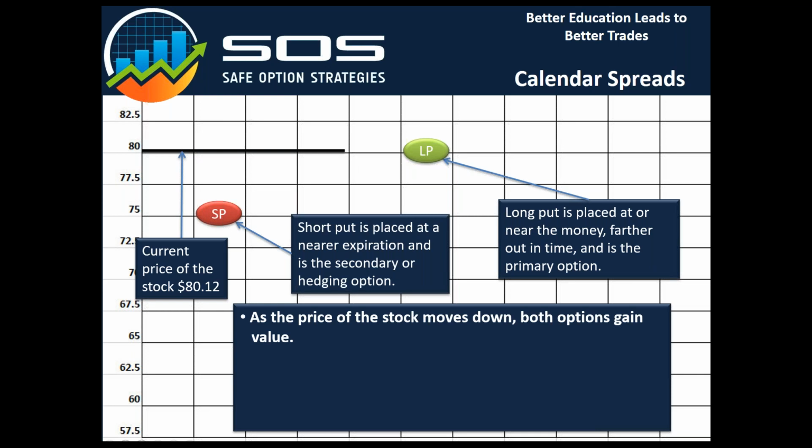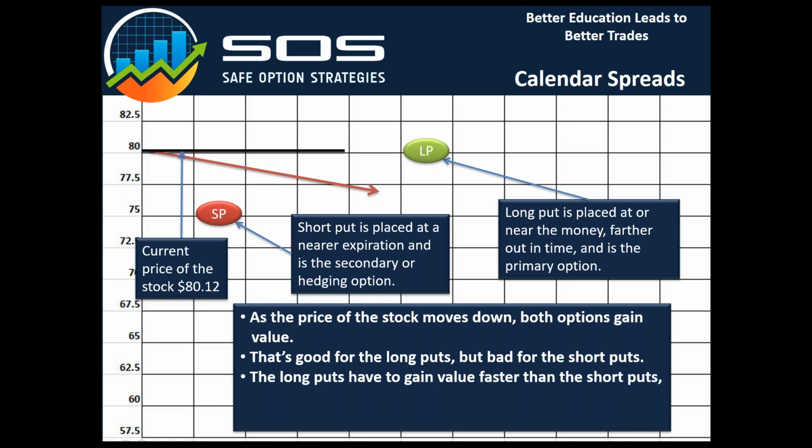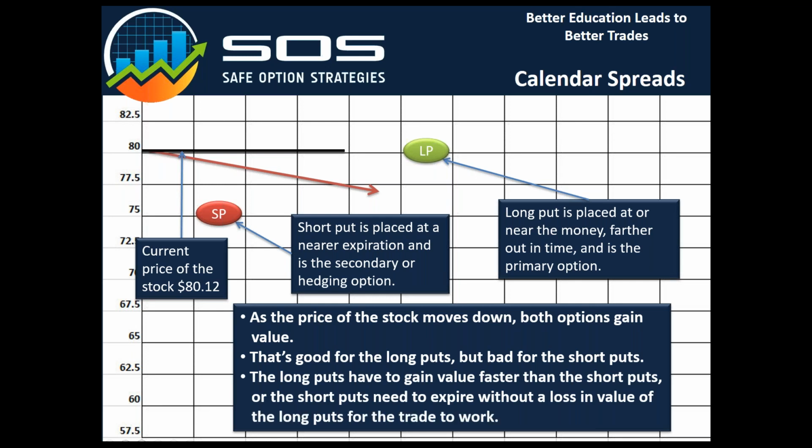Price of the stock moves down. Both options gain value. It's good for the long puts, bad for the short puts. The long puts have to gain value faster than the short puts, or the short puts need to expire or lose value without as much of a loss in value of the long puts. So just like with the bull call calendar, if the stock is gradually moving down, the bear put calendar could profit if this expires worthless and this has held the majority of its value or more value than what the overall trade cost us to be in originally.